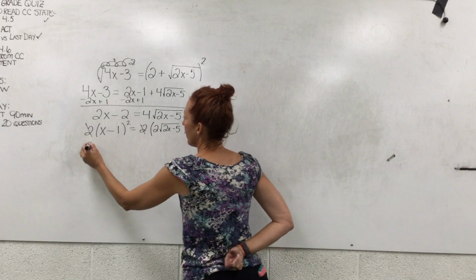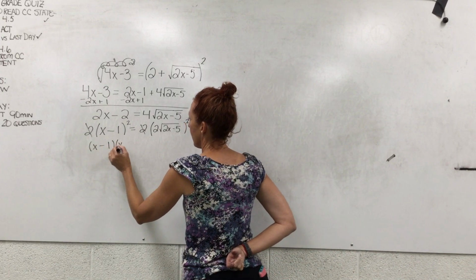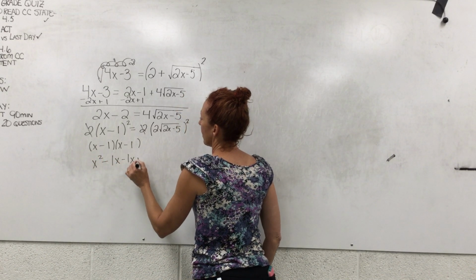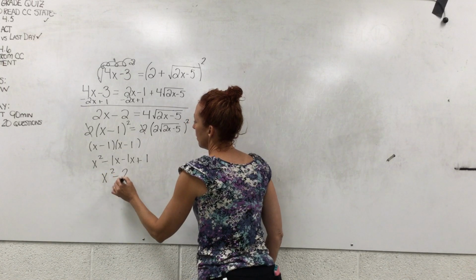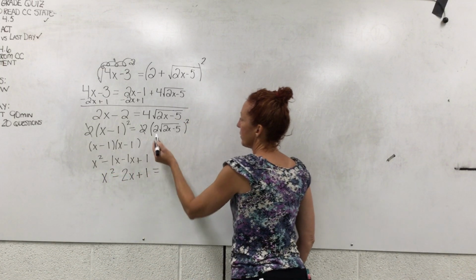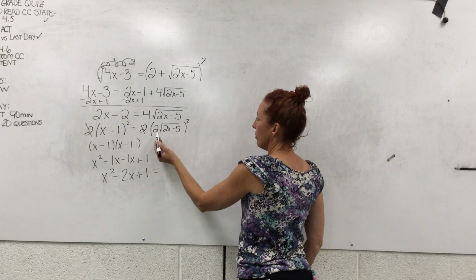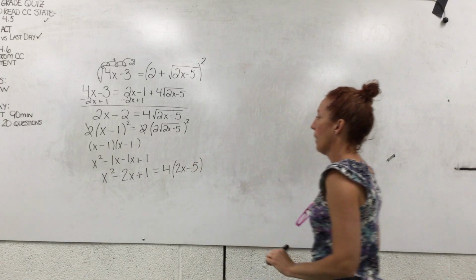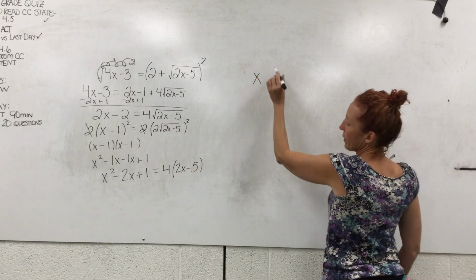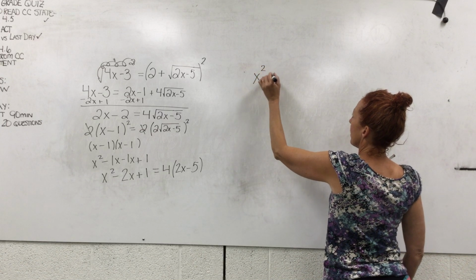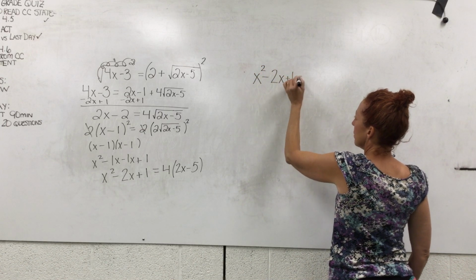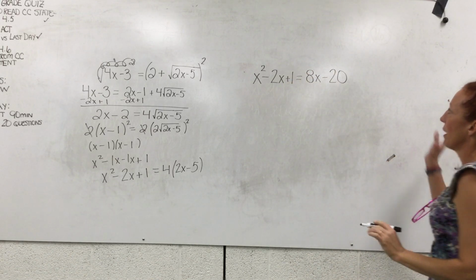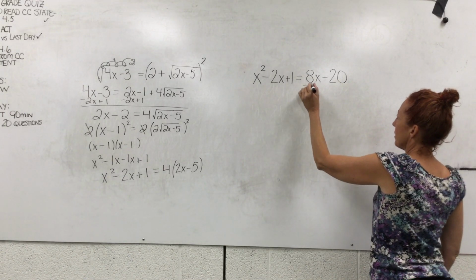FOIL. So we have x minus 1 times x minus 1, or x squared minus 1x minus 1x plus 1 equals, on this side, when I square this, 2 times 2 is 4, parentheses 2x minus 5. So I'm just going to rewrite, and I might distribute that as I rewrite it. 8x minus 20. So I'm going to bring everybody over to the left.